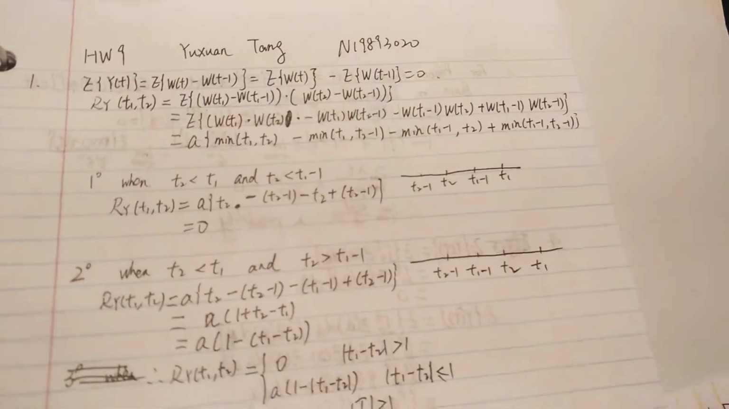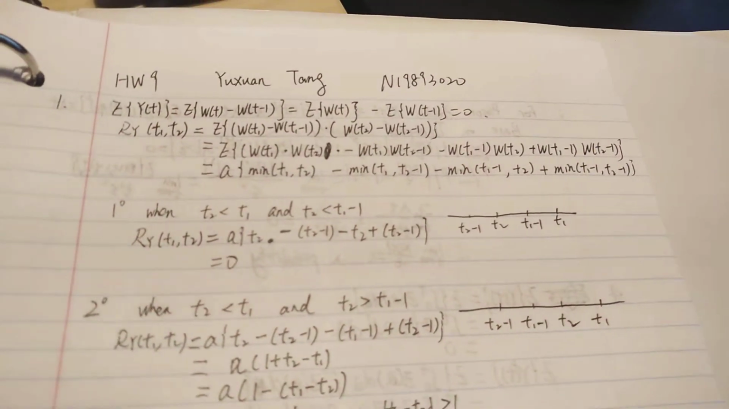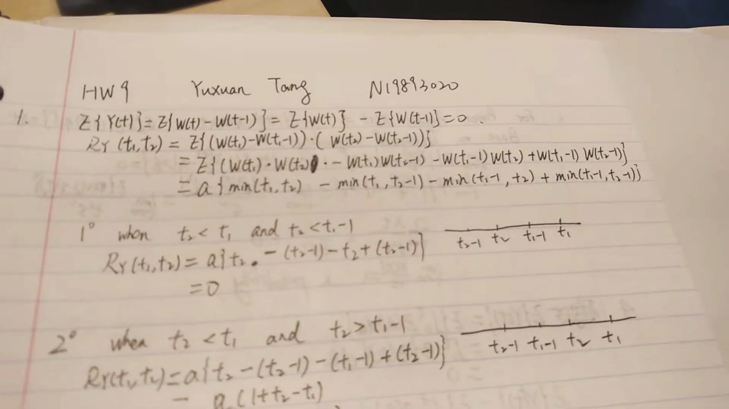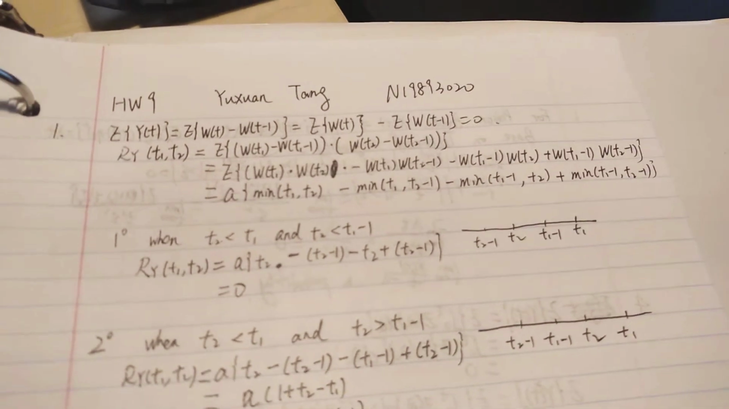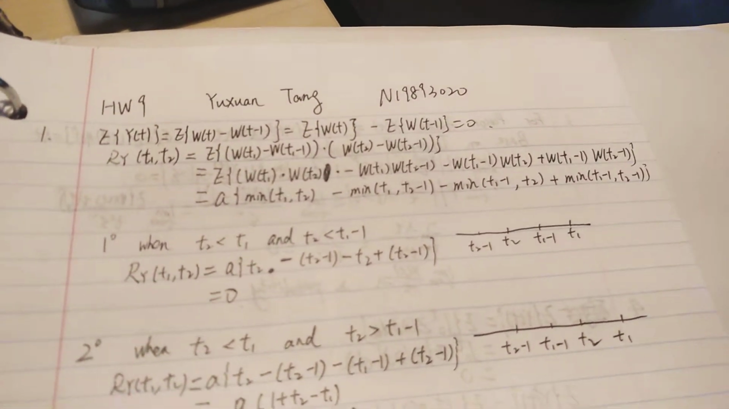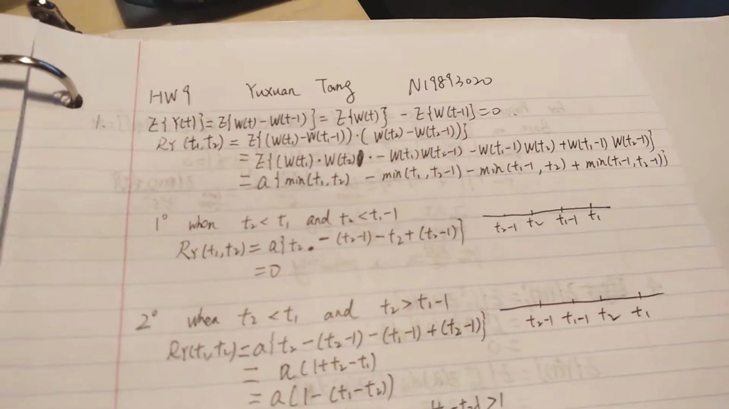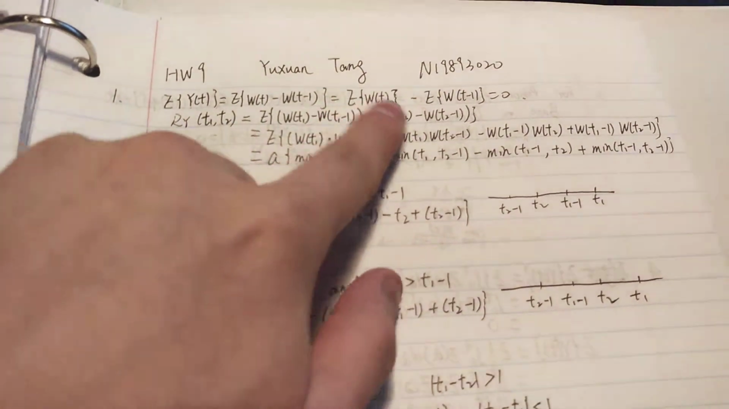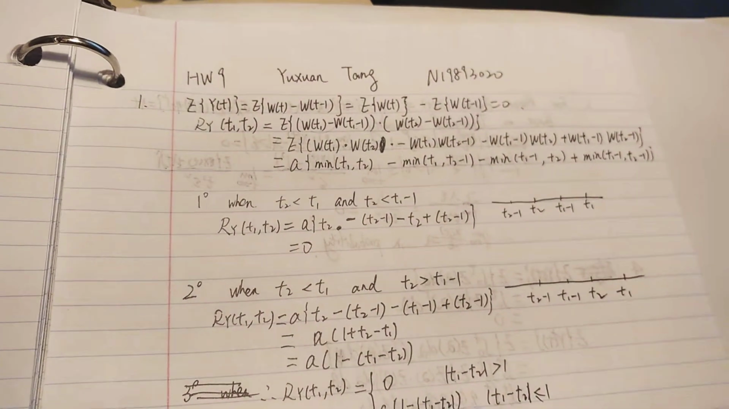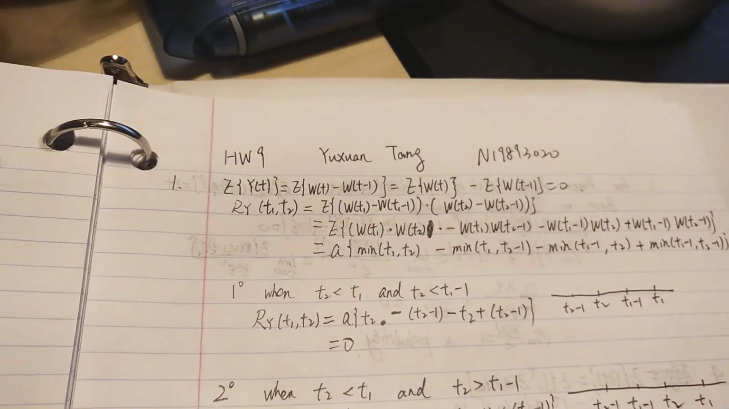In this question, based on the definition, E[Y_t] equals E[W_t minus W_(t-1)], and we can take it in two parts. The answer is 0. And the second one is R_Y(t1, t2).